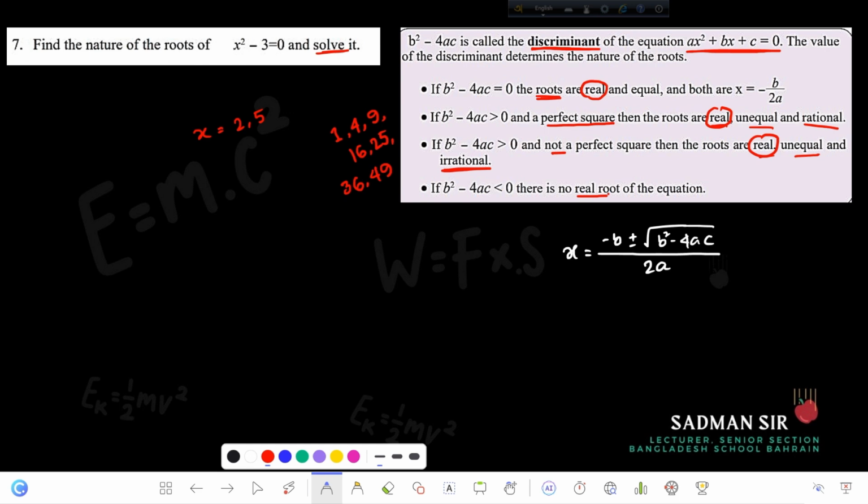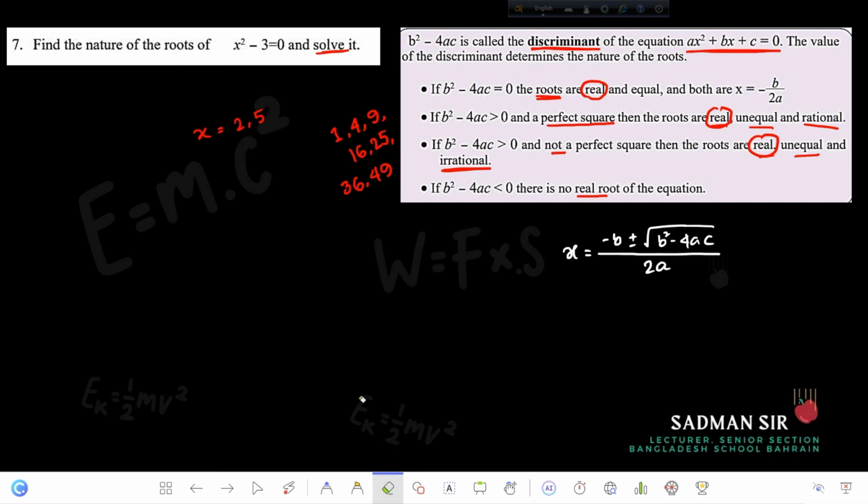So then no real root of the equation. Why is it like this? Because this part is within the root over, right? So inside the root over, if you put any negative value in your calculator, it will show you math error or syntax error. Depending on the calculator, they will show any one of these two.